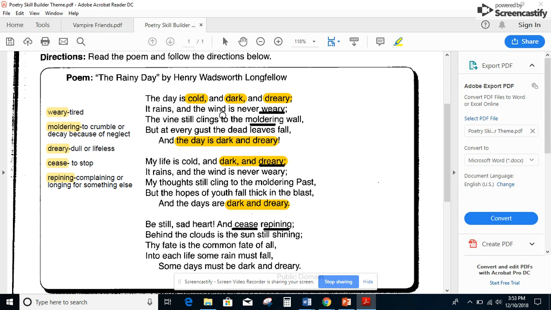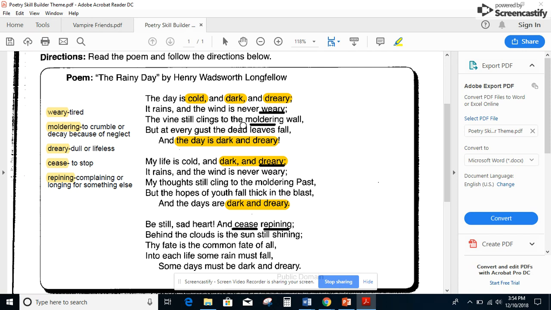The vine still clings or still holds to the moldering wall, but at every gust, the dead leaves fall. So we have this image of the vine on the wall or the garden rock wall, and the wall is starting to break down and decay. And it said with every gust of wind, the dead leaves on the vine are falling. So it's not a pretty green vine. It's a dying vine that's breaking down the wall underneath it. So nothing's really holding very strongly.